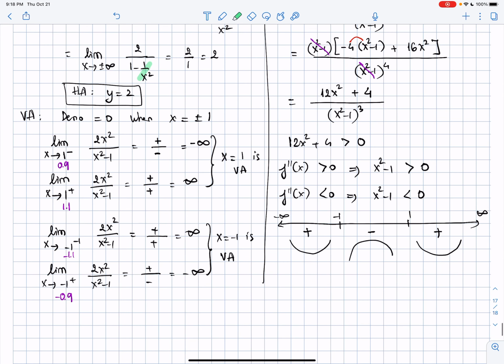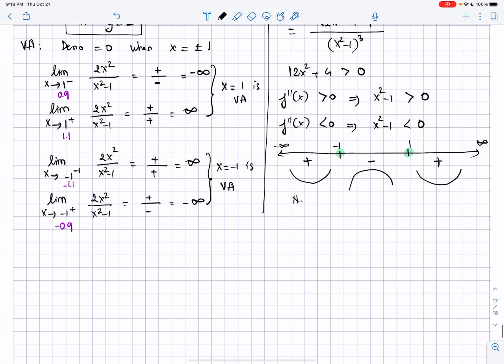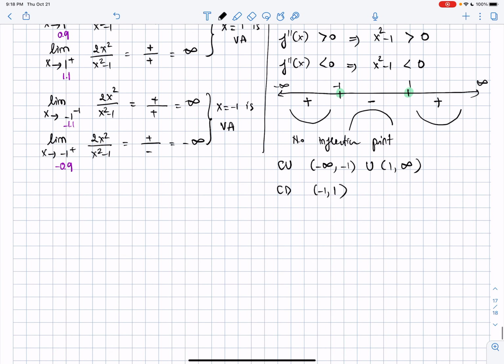The inflection points are not negative 1 and 1 because the domain is all real numbers except negative 1 and 1. So we do not have any inflection point. And we can answer: concave up from negative infinity to negative 1, and from 1 to infinity, concave downward from negative 1 to 1. Okay, so we already have enough information.